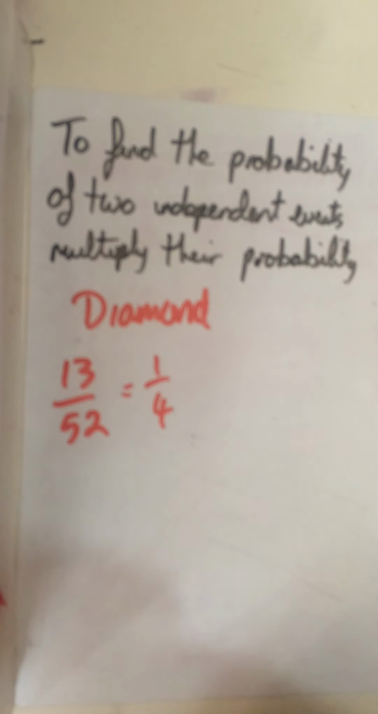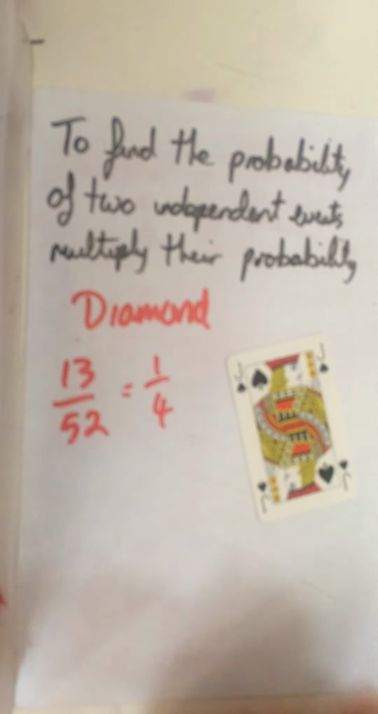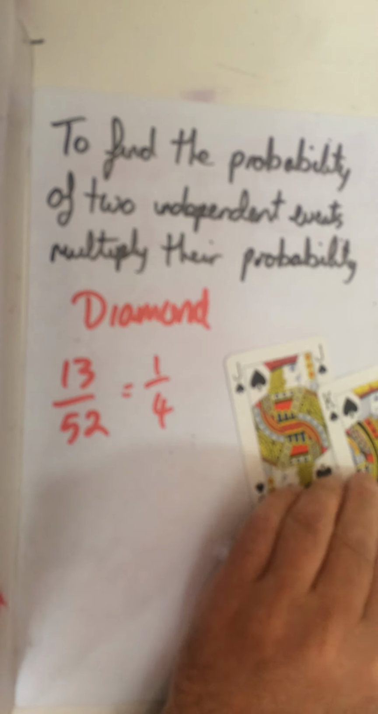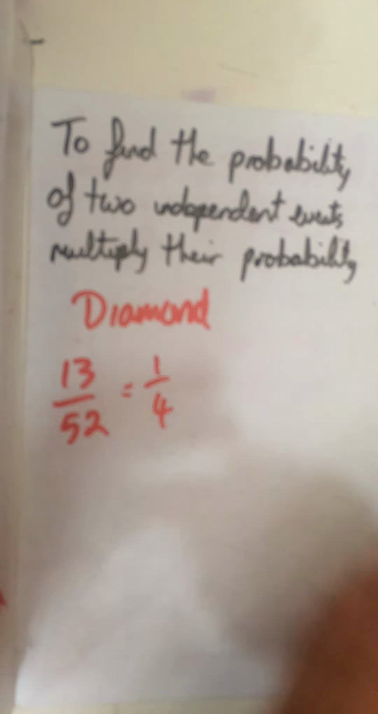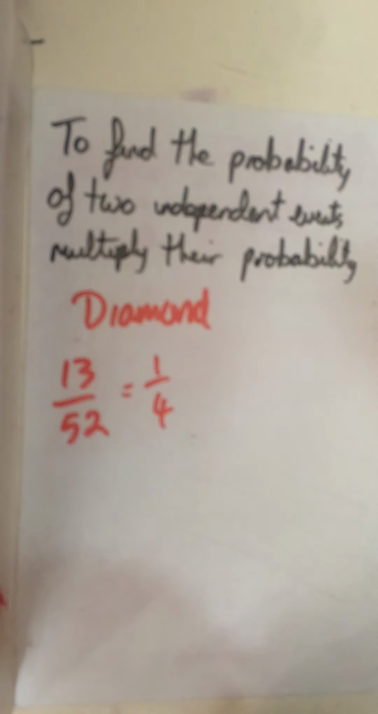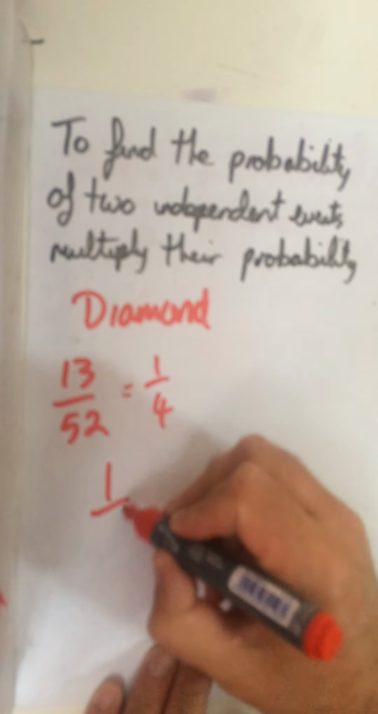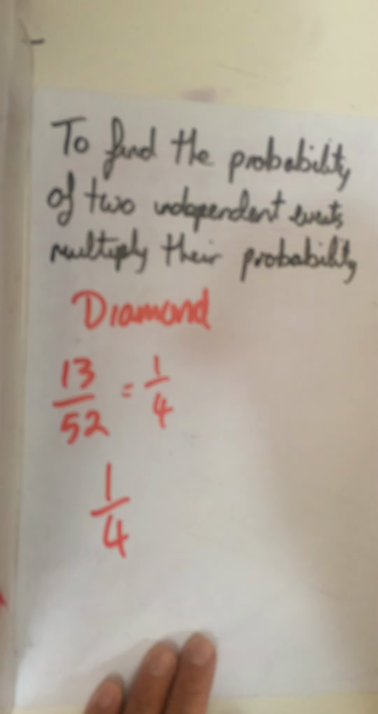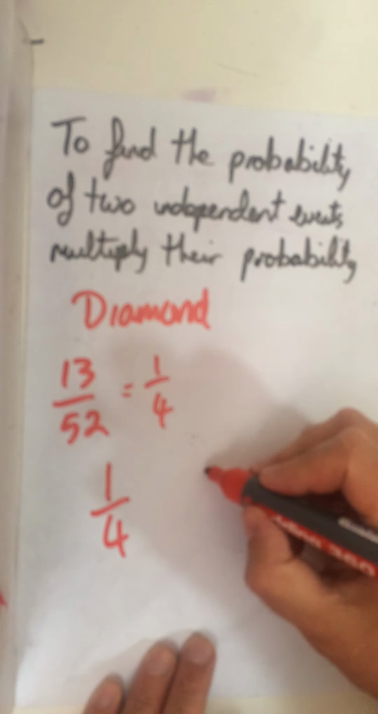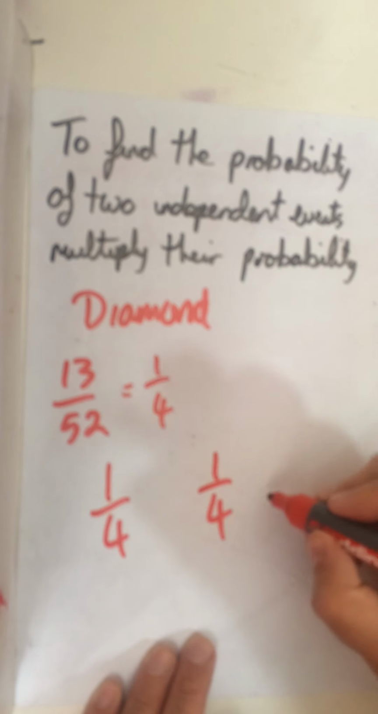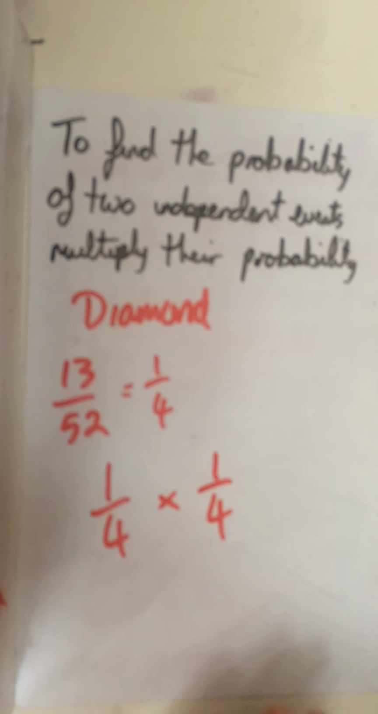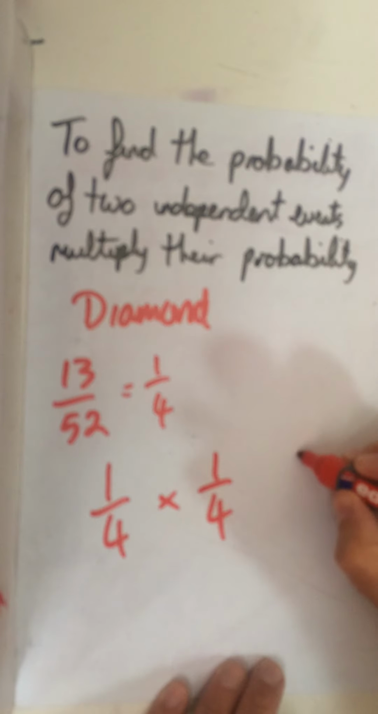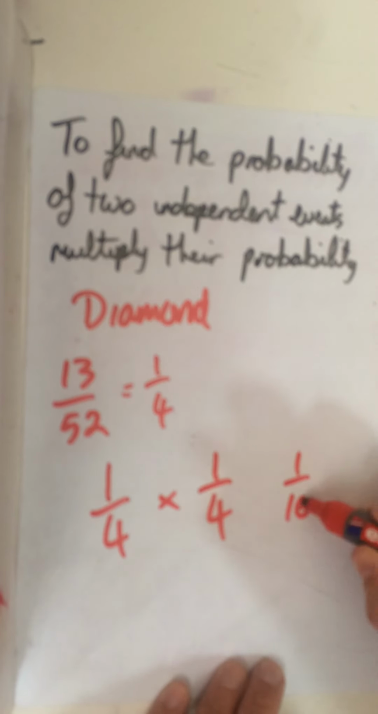Okay, so there we are. I'm going to try and pick a diamond. No. Did I get one the second time? No, no diamonds. I should have put that card back, shouldn't I? So the probability of me getting a diamond the first time is a 1 in 4 chance. I put that card back and then I try again. It's a 1 in 4 chance. So the probability of me picking out a diamond twice on the trot is 1 in 16.